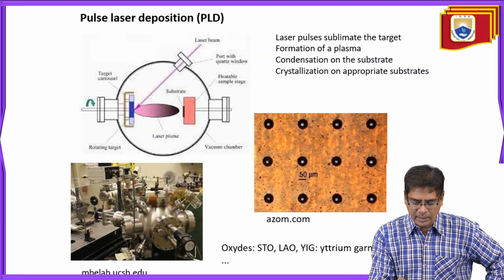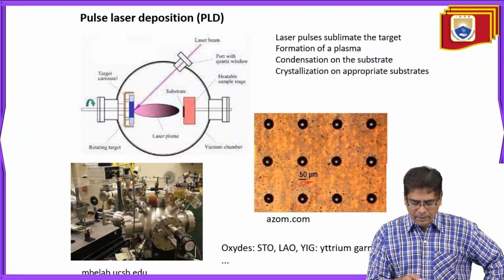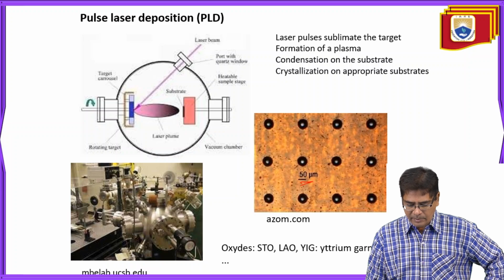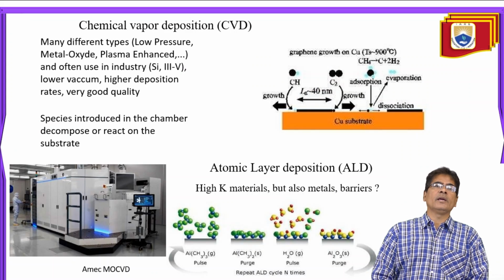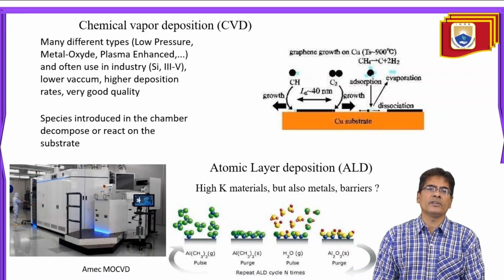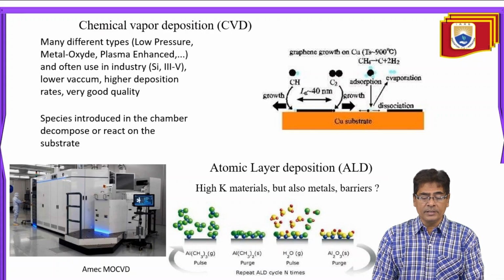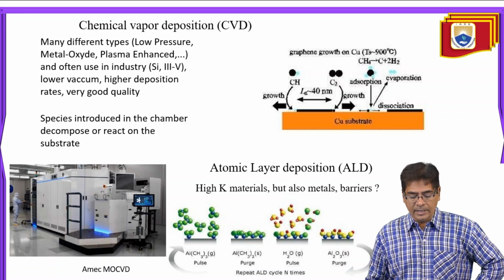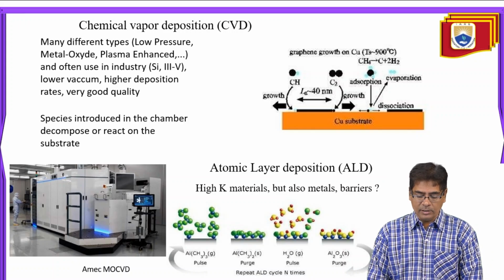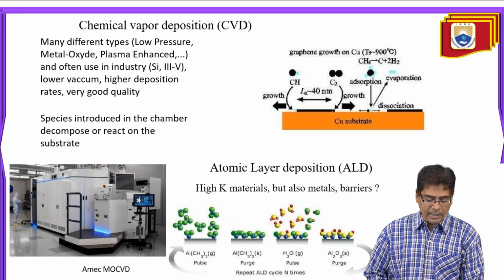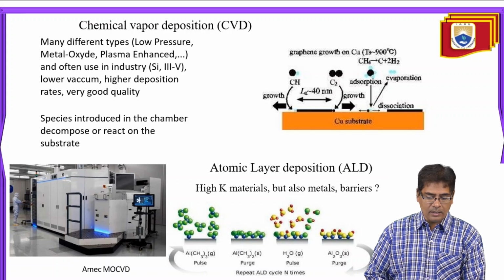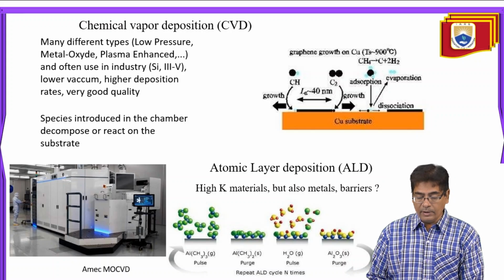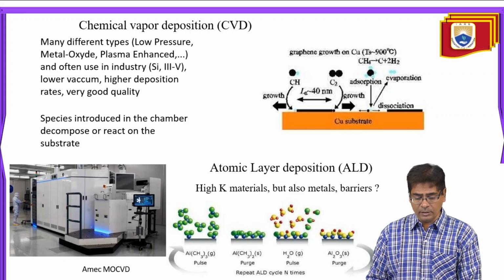The dimension is around 50 nanometers to 50 micrometers. This is also done on oxides such as STO, lithium oxide, and yttrium garnet. In chemical vapor deposition there are many different types: low pressure, metal oxide, plasma enhanced, often used in industry. Silicon, third to fourth group elements, low vacuum, high deposition rates, very good quality. Species introduced in the chamber decompose or react on the substrate. In ALD, atomic layer deposition, high K materials but also metal barriers. This is the metal oxide chemical vapor deposition technique, where we find class 100 clean rooms.